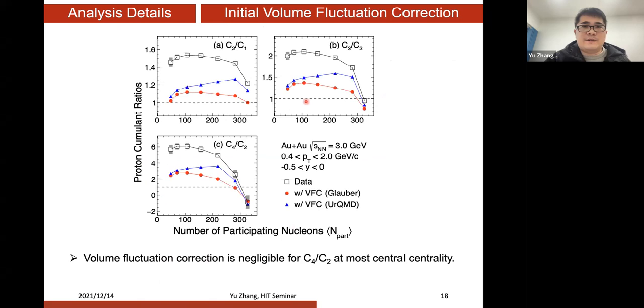So here on the slide, we apply the initial volume correction on data using two different inputs. One is Glauber and the other is the UrQMD model. The plot shows cumulant ratios up to fourth order as a function of centrality. The black squares are data without the volume correction, and the blue triangles and the red circles are volume corrected results.